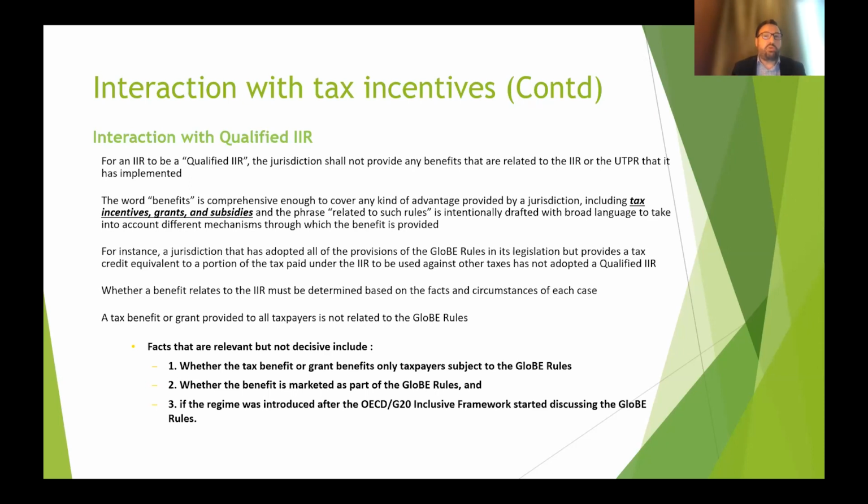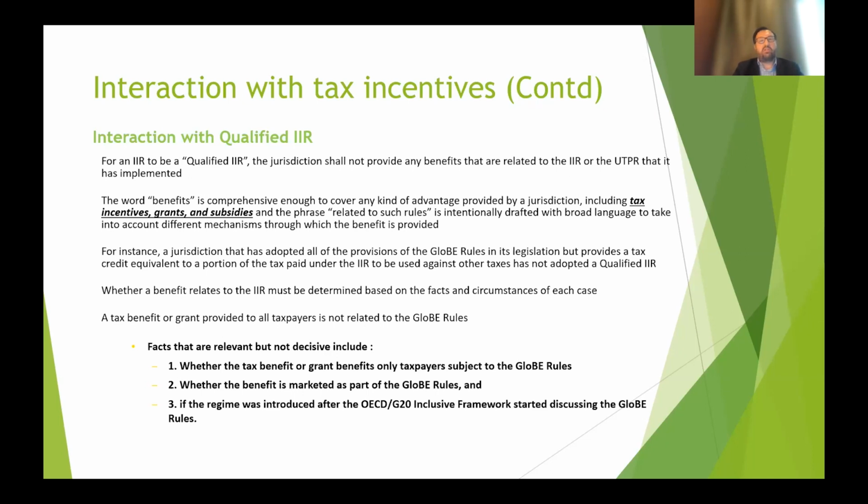the income inclusion rule or domestic minimum tax from being qualified if the tax benefit or grant is only to taxpayers subject to the GLOBE rules, whether the benefit is marketed as part of the GLOBE rules, and if the regime was introduced after the OECD G20 Inclusive Framework started discussing the GLOBE rules. And so what's clear from a qualified income inclusion rule is that tax incentives cannot be developed specifically for the GLOBE rules. And then paragraph 127 of the chapter also confirms the Inclusive Framework will implement a process for tax administrations to determine whether one of those incentives may disqualify the income inclusion rule.